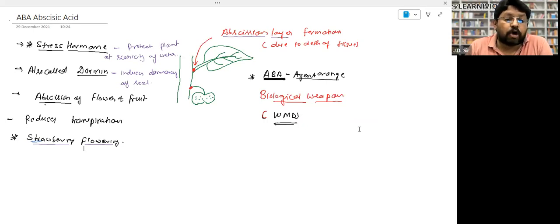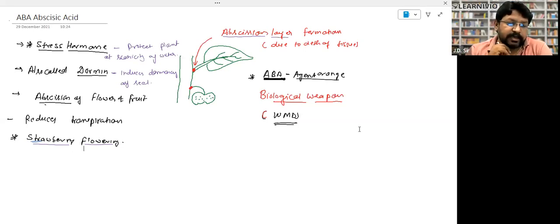It is called dormin because this is the hormone responsible for dormancy. After harvesting, why does the seed not germinate immediately? Because this hormone is present in the seed. It keeps the seed sleeping. When this hormone degenerates, germination takes place. So it is responsible for dormancy, and that's why it is called dormin.